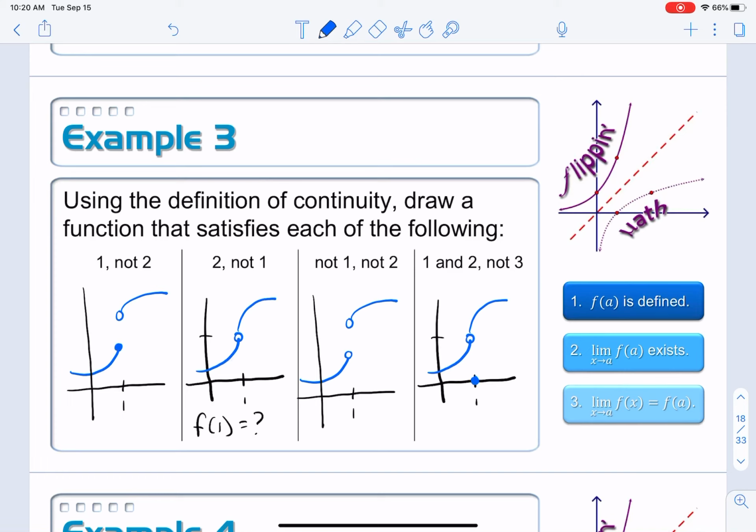So now our point is defined. So f of 1 is equal to 0, golden. The limit exists because it hits this value. Who knows, maybe I make that 1 too from both sides. But those 2 things are not the same, and therefore I can conclude that the third one is violated, and none of these things are continuous at 1.